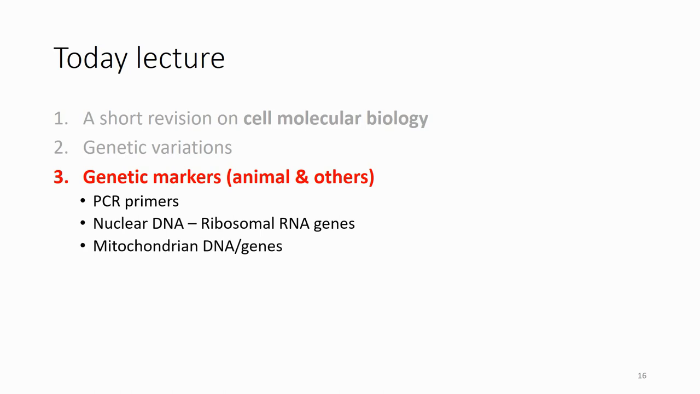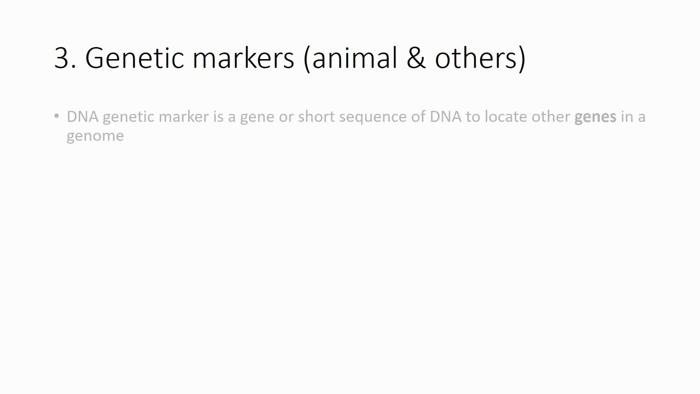So for animals, we usually focus on the nuclear DNA, and also for organelles, we focus on the mitochondrial DNA. So we're going to discuss in more detail the ribosomal RNA gene and also the mitochondrial gene for animals. In the next lecture, we're going to discuss more about plants and other organisms, and prokaryotes.